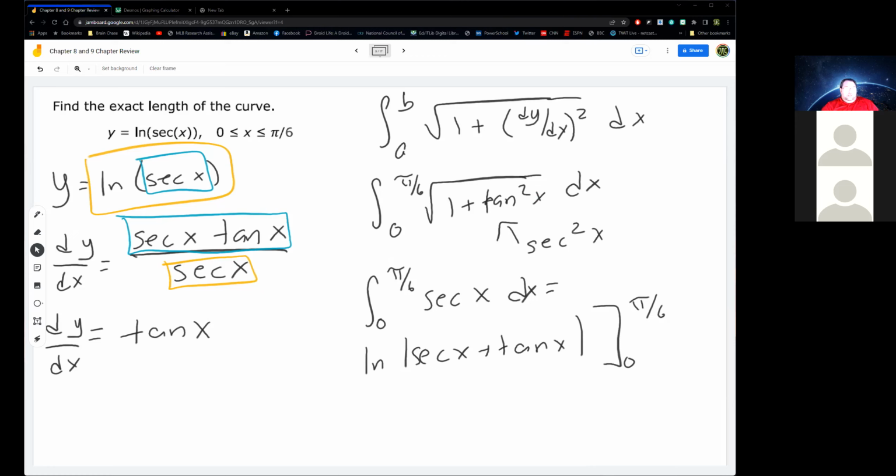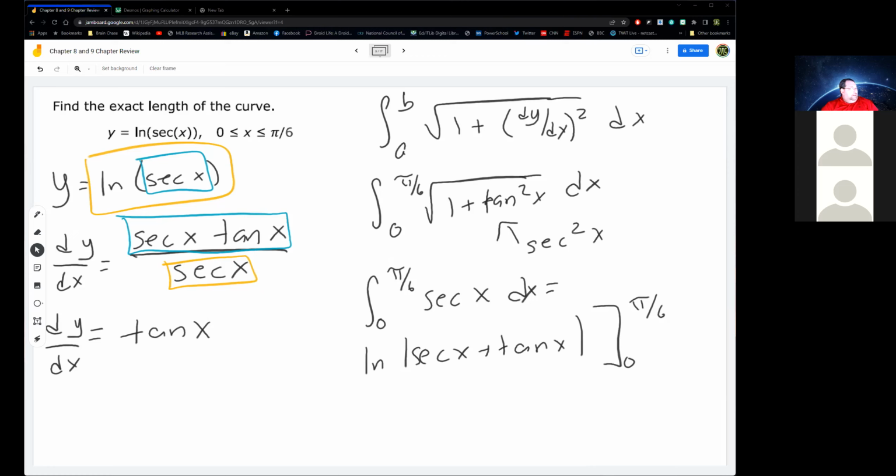Wait, sure. What happened to the square root? The square root of secant squared x is just secant x. Oh, okay, my bad. Oh, you're fine. So that's just one of those things we just have to remember. The integral of secant is ln of secant plus tangent. Yep.